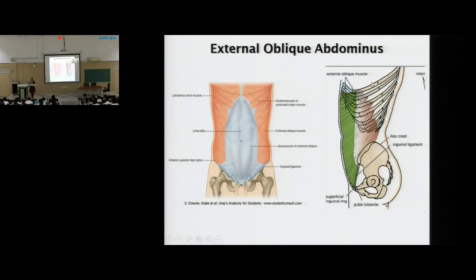So how is it originating? This external oblique is originating from these areas. That is the outer surface of the lower 8 ribs. It is going to take origin from the outer surface of the lower 8 ribs. Clear? Again it is going to originate from some part of the lumbar fascia. So when it originates like this from the outer surface of the ribs, the fibers will be directed downwards and forwards.